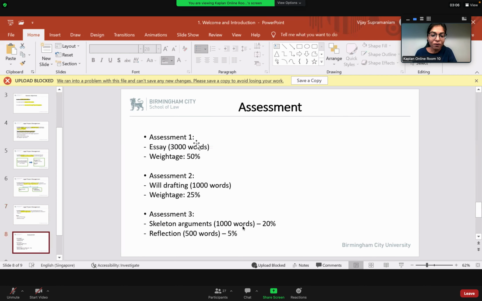Okay. All right. So this is your assessment. Assessment 1, you have a 3,000 words essay. It carries 50% weightage. Okay. Assessment 2 is will drafting. Word count is 1,000 words, and it carries 25% weightage to your final grade. Assessment 3, skeleton arguments must be prepared, 20% weightage. Reflection is only 500 words, and it carries 5%.